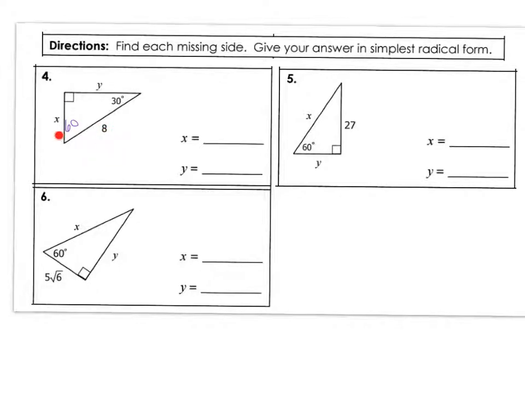Well, usually the easiest thing to find is going to be the shorter leg, because what's the relationship between the hypotenuse and the shorter leg? The hypotenuse is twice the shorter leg, right? So x is going to be half of 8, so x is going to be 4. And I would write that in so that you could see it. That shorter leg across from the 30-degree angle is always going to be half the hypotenuse. Now, the longer leg is the shorter leg times root 3. So y is going to be 4 root 3.